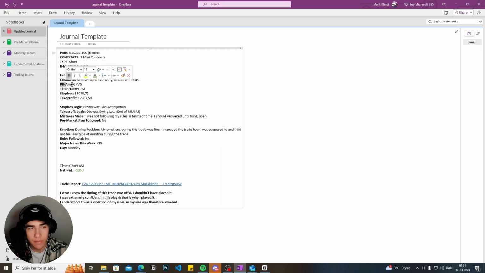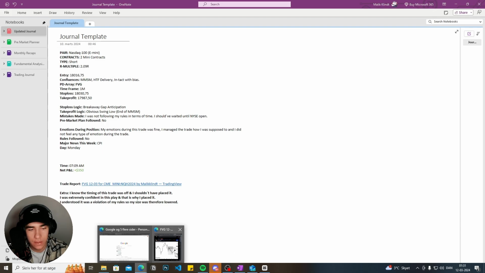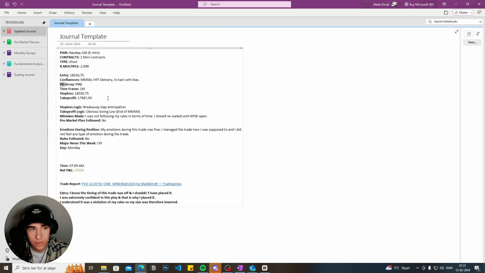Then we have the PD array, which in this case, if we take a look, was a fair value gap. So that is what I write down, fair value gap. Then we have the time frame. This was executed on the 1 minute. Then the stop loss, that is going to be exactly the same as your entry: the price level at which you placed your stop loss. Then your take profit level, same thing.